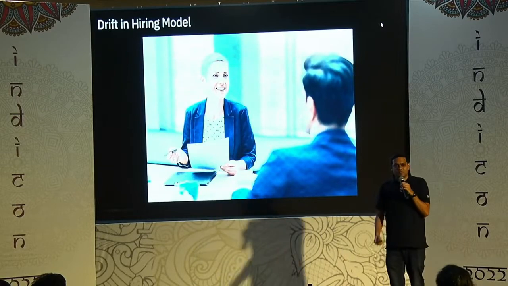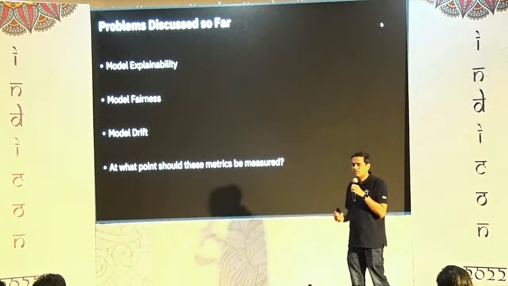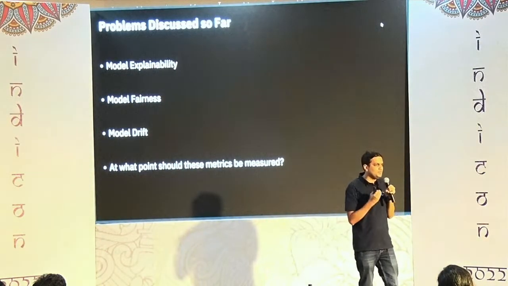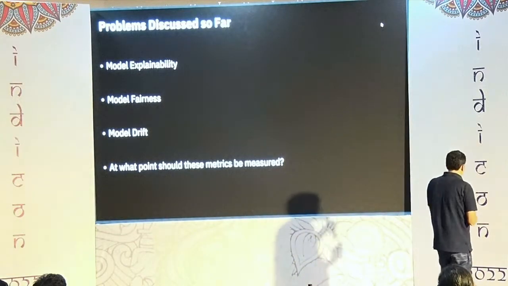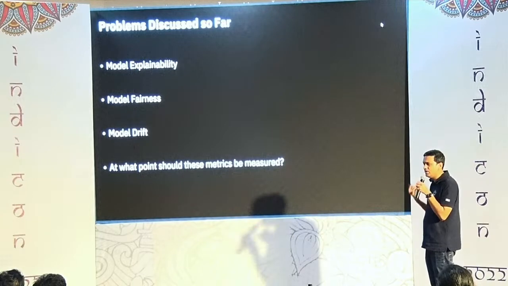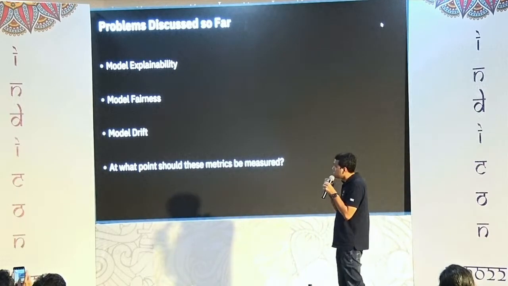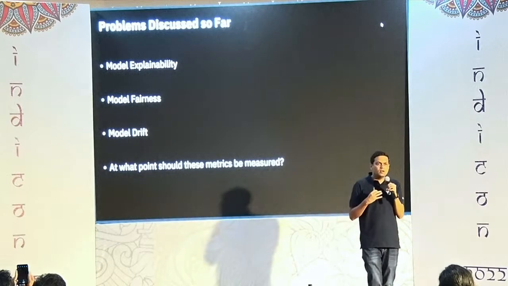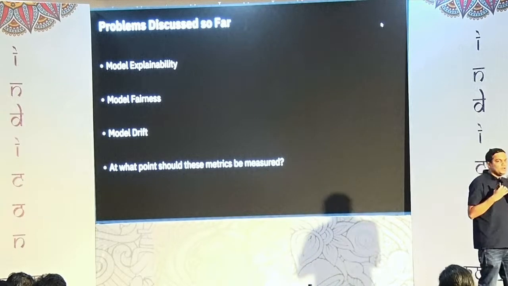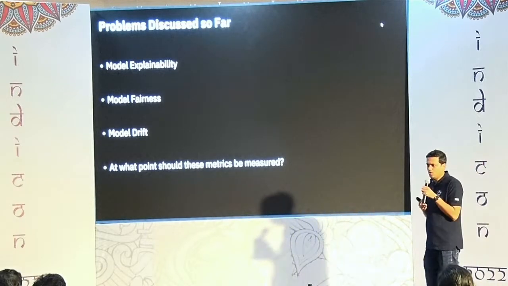So these are the kinds of challenges that companies face, because of which they are worried about trusting any kind of AI model. The challenges that we talked about: first of all, we talked about explainability. How do you go and explain the behavior of an AI model? Then we talked about fairness. The third thing we talked about is model drift. These are some of the set of challenges that enterprises worry about when deciding whether to trust an AI model or not.